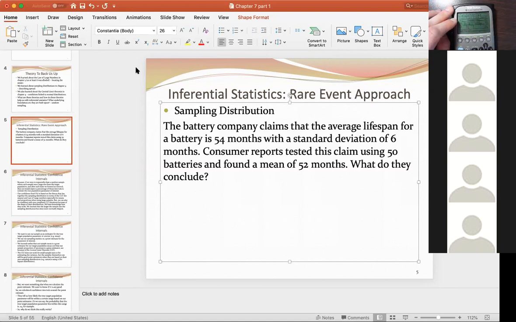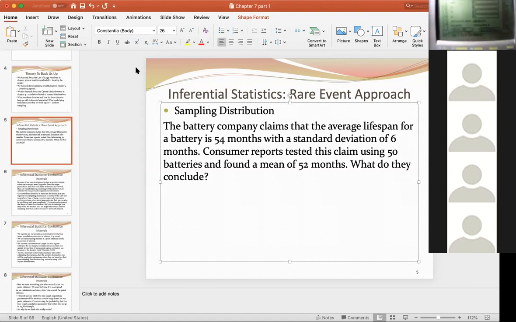So it's just a regular old z-test. I'm going to input the stats. My mu naught is 54. My sigma is 6. My x bar is 52. And n is 50. And the alternative hypothesis is that it is not equal to that. Notice the question doesn't say anything like, we are suspicious that it is lower than 54. We're just testing whether or not 54 is the right number. We're not incorporating any predisposed bias as to which direction it's going. So it's just going to be not equal to.